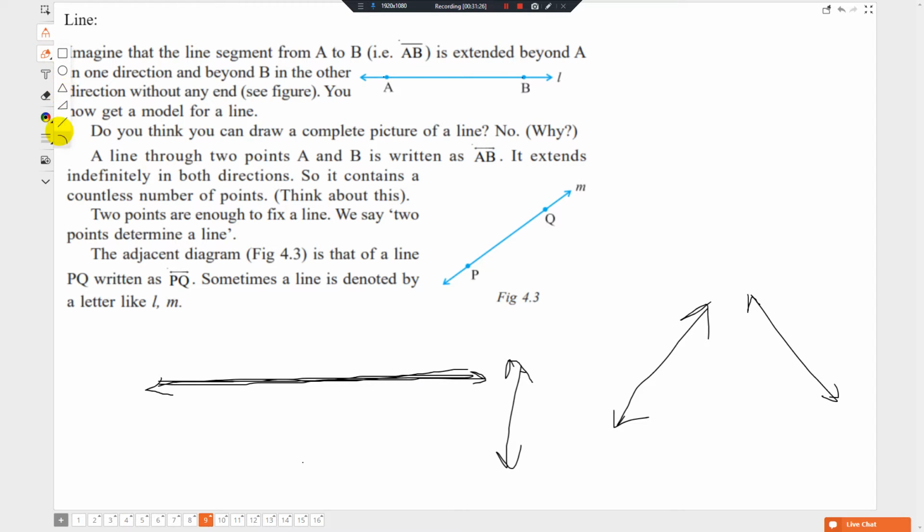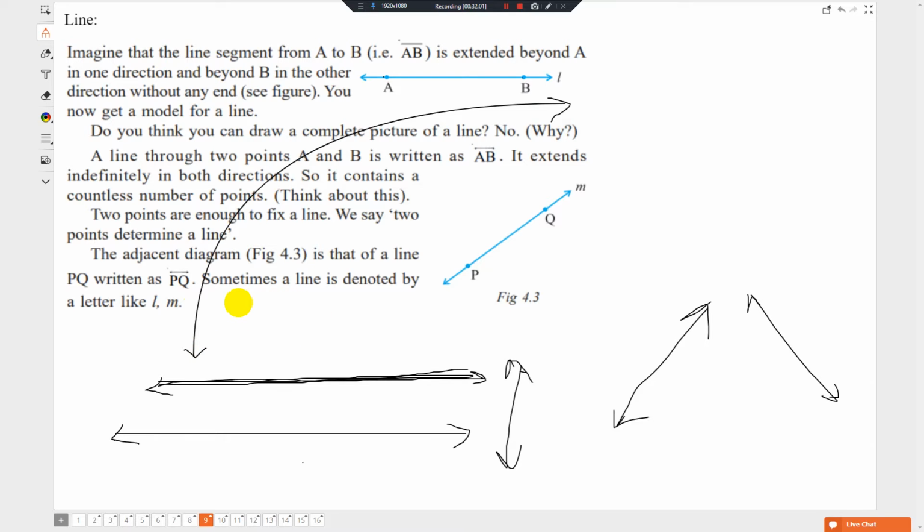So this is a line. It should be fully straight. But some people draw like this, and they ask the teacher, "Ma'am, is this a line?" No, it's not a line. It is a curve. A simple open curve. We say open curve. It is open, there is a curve.